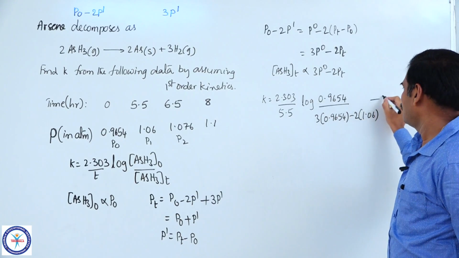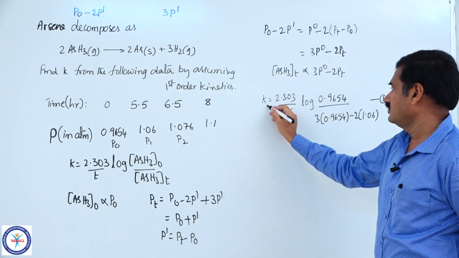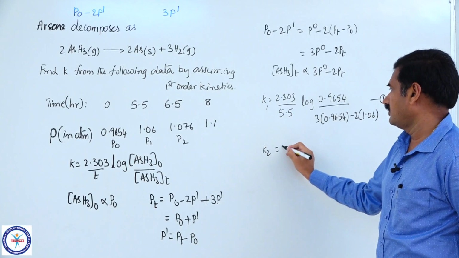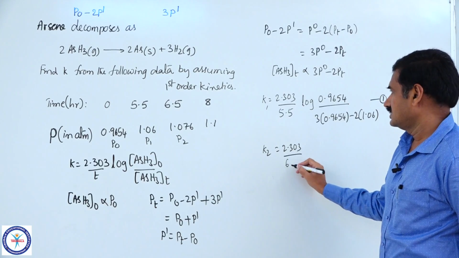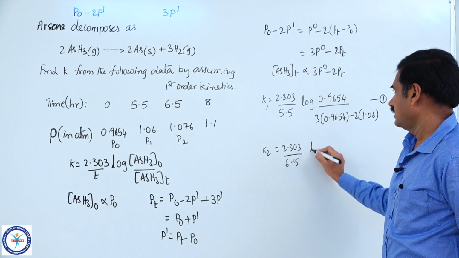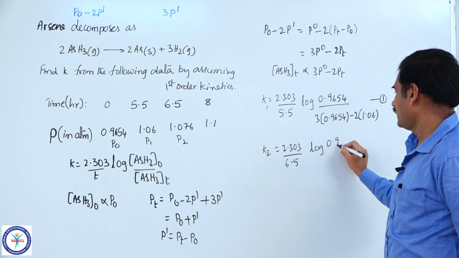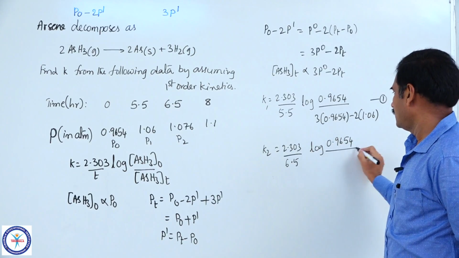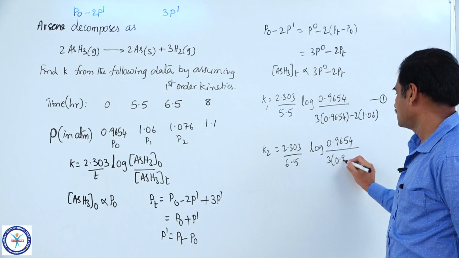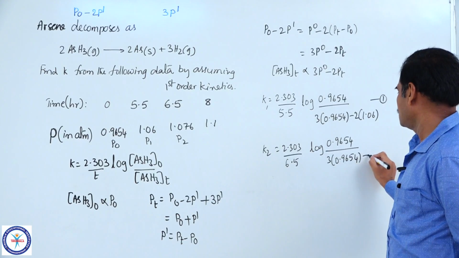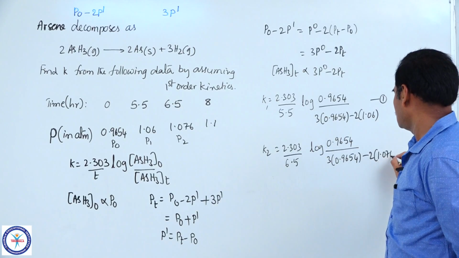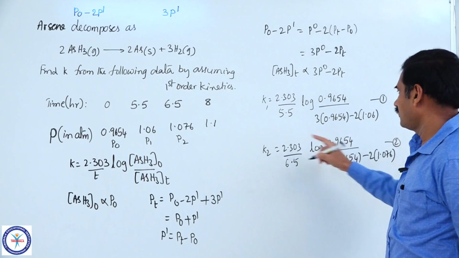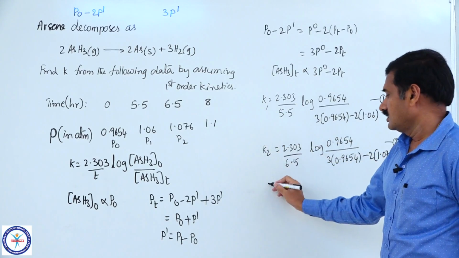So, this is one K value, another K value K2 equal to 2.303 divided by 6.5 into log 0.9654 divided by 3 into 0.9654 minus 2 into now 1.076. Both the times we have to find out the values of K.